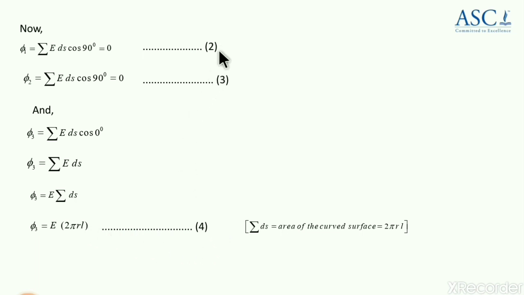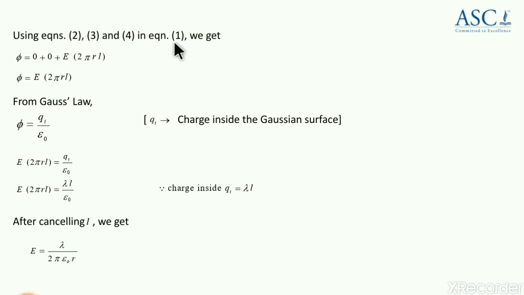So equation numbers, you just make a note of it, 2, 3 and 4, because these three we have to substitute here in equation 1, which you have written in the previous slides. Total flux equals phi 1 plus phi 2 plus phi 3, and phi 1 and phi 2 are 0. Now phi 3 is the only flux we are left with across the curved surface, which is E into 2 pi RL. That is why flux equals E times 2 pi RL.